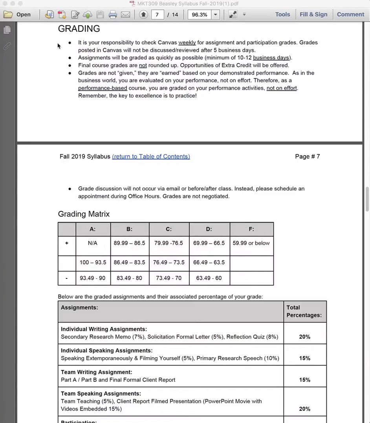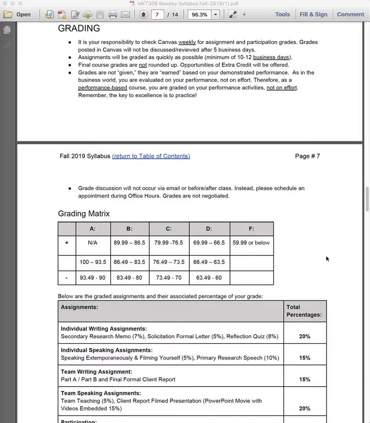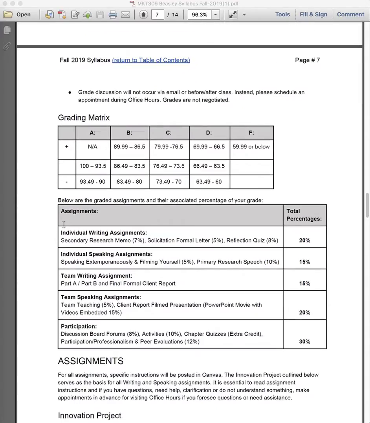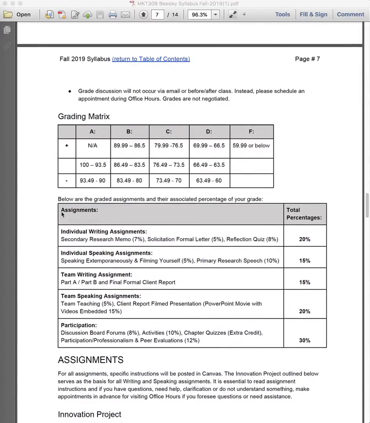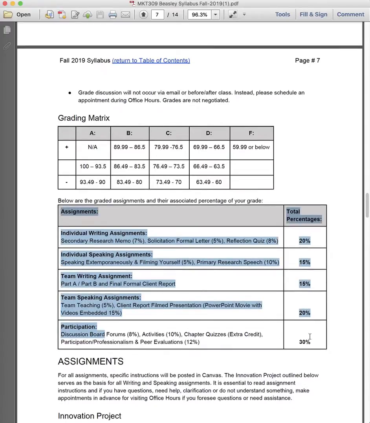You are probably most interested in the grading of this syllabus. Here are the rules for that. I do not round up final grades. There are many opportunities for extra credit that are offered in this course. And here is the grading layout of what equals what. Also, here's the chart on page 7 as to what type of assignments will have what kind of percentages assigned to them.